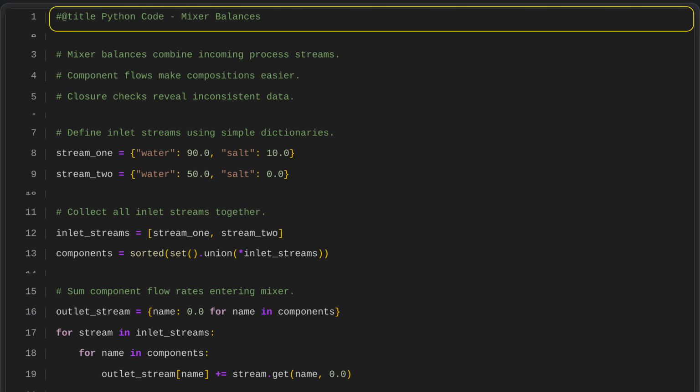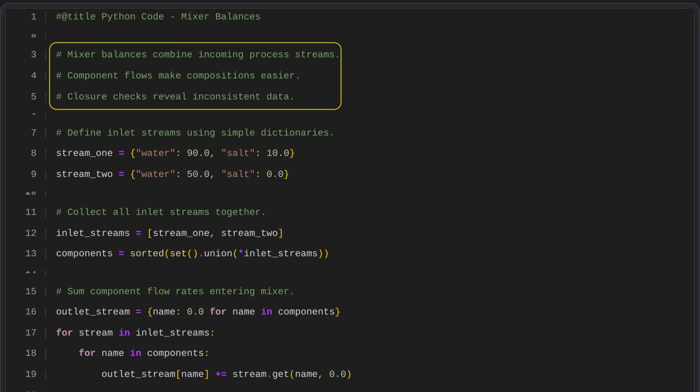Python code, mixer balances. Mixer balances are used to combine incoming process streams. Tracking component flows helps determine compositions more easily, while closure checks help identify inconsistent data.